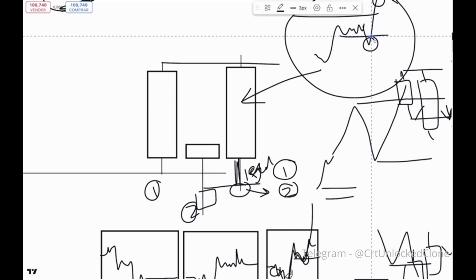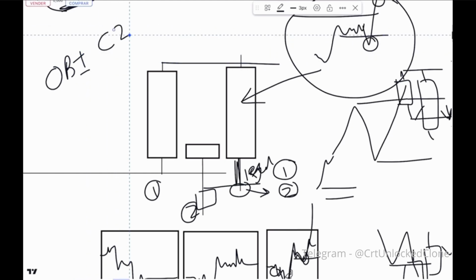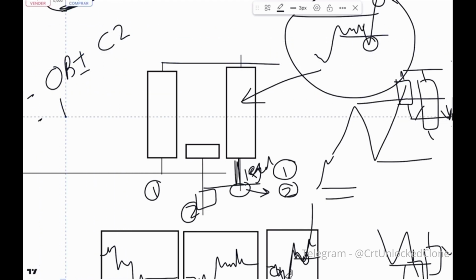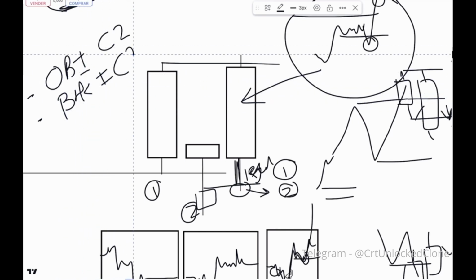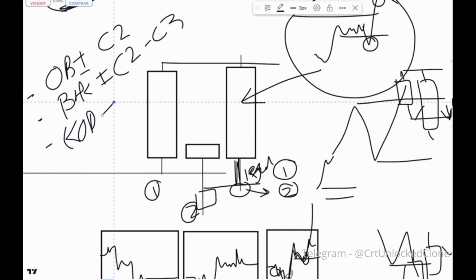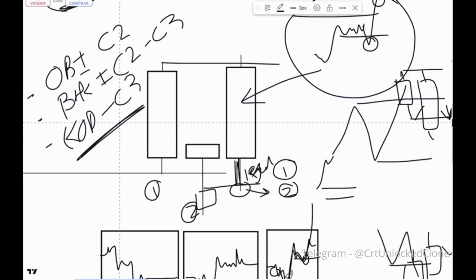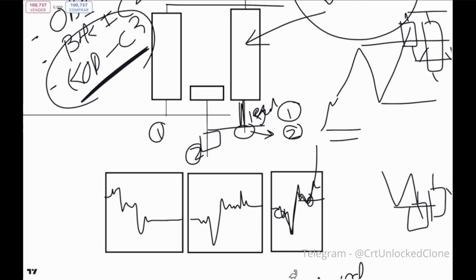So those are the three entries you have. You have model number 1 in candle number 2. And you have a breaker / OTE in candle number 2 or 3, usually 3. And you have the Kiss of Death turtle soup in candle number 3. This is my favorite, right? And I'm looking forward to seeing many of you using this one.